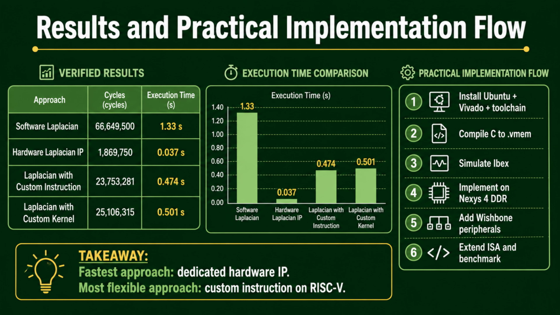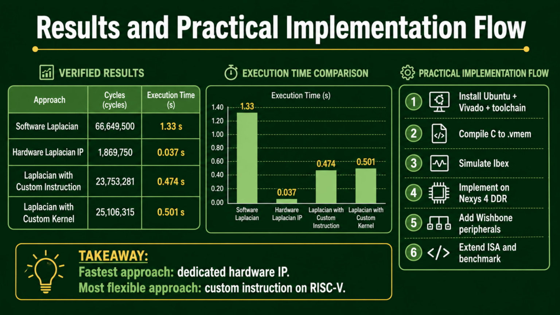Finally, we can compare the different implementation approaches and summarize the complete workflow. The first method is the pure software Laplacian filter, running on the RISC-V processor. This implementation required approximately 66.6 million clock cycles and 1.33 seconds. The dedicated hardware Laplacian IP produced the largest performance improvement. It required approximately 1.87 million cycles and only 0.037 seconds, making it roughly 35 times faster than the software implementation.